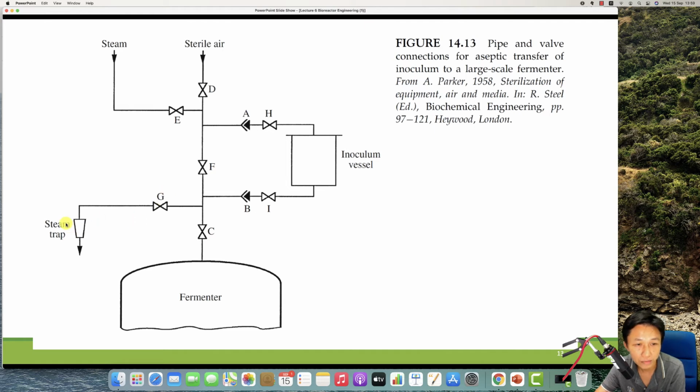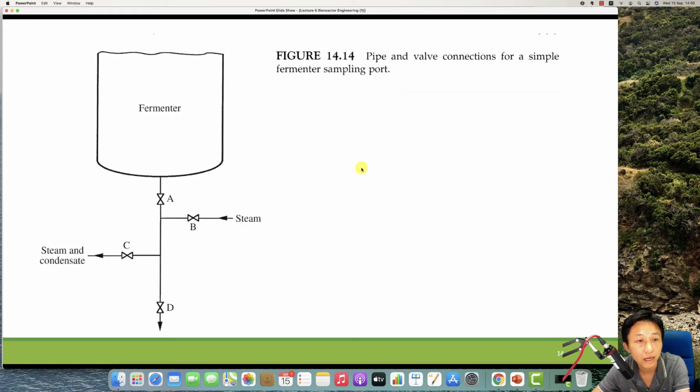Okay, you have a steam trap here as well to make it very clean. The air into the system should be sterile also, because some germs or contaminants can come from the air as well. This is the inoculum vessel, and this is sampling. They try to avoid contamination as much as they can, and then they have some valves to make sure that everything is clean by steam.